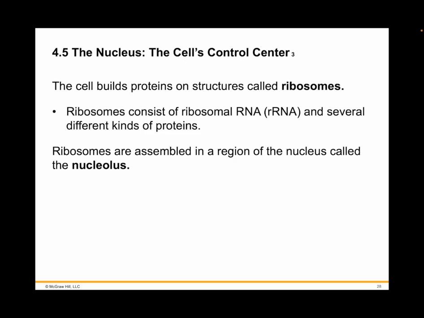So the cell employs a special structure called the ribosome, a kind of platform on which the proteins are built. Ribosomes read the RNA copy of a gene and use that information to direct the construction of a protein. Ribosomes are made of a special form of RNA called ribosomal RNA, or rRNA, that is bound up within a complex of several dozen different proteins. Ribosomal subunits are assembled in a region within the nucleus called the nucleolus.